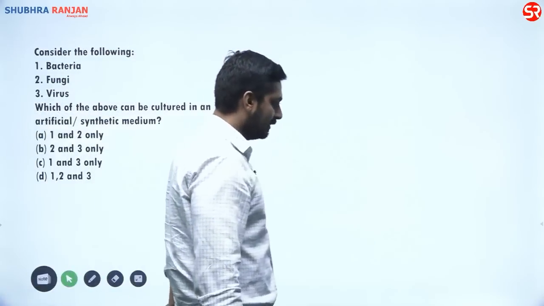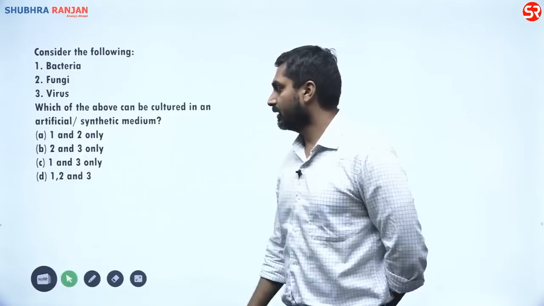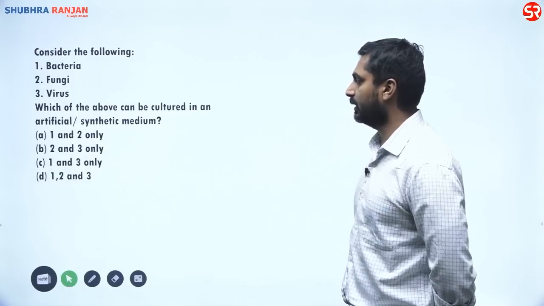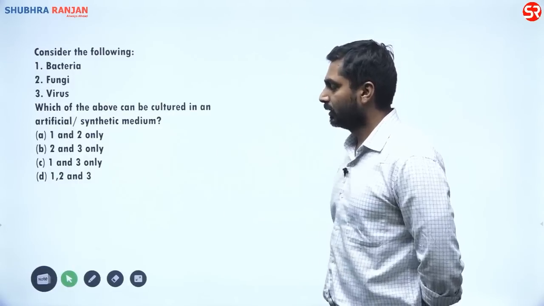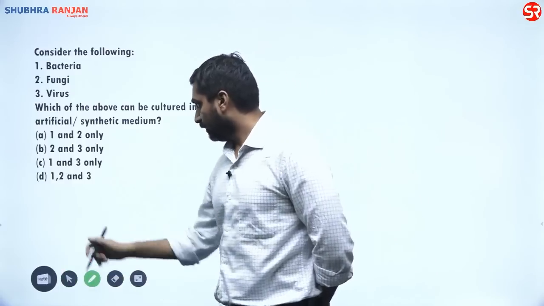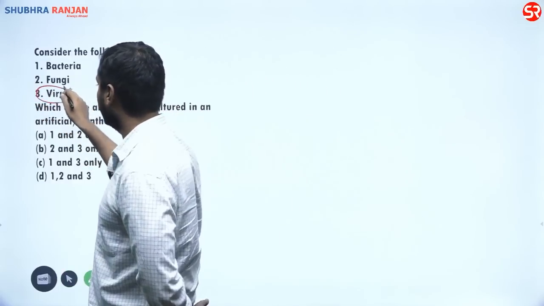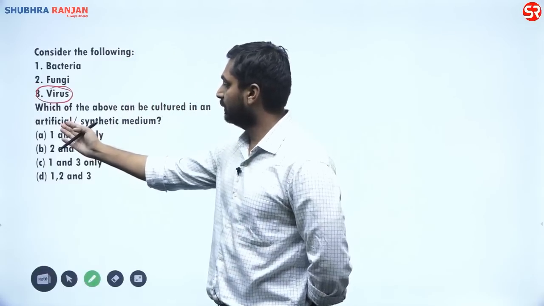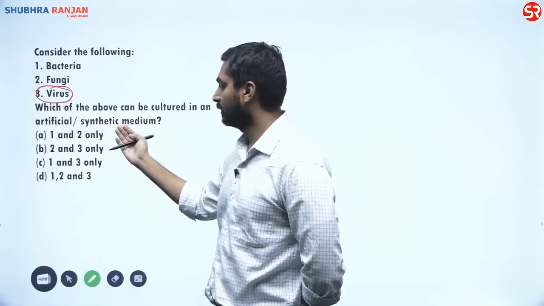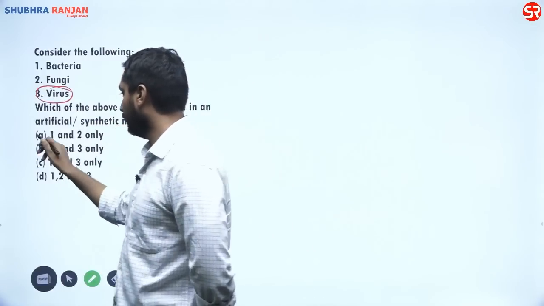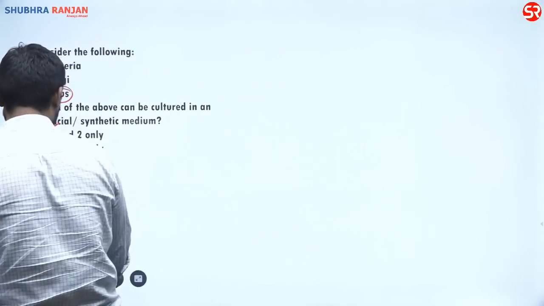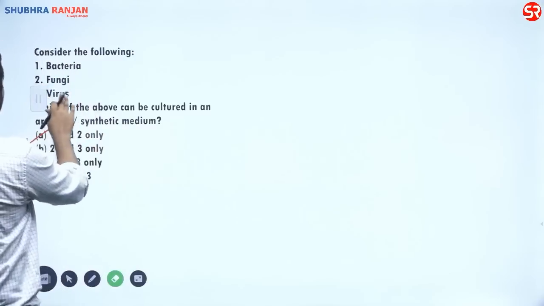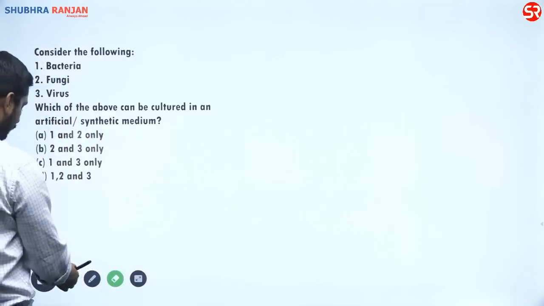Consider the following: bacteria, fungi and virus. Which of the above can be cultured in an artificial or synthetic medium? As you know, a virus needs a living organism to replicate, so it cannot be replicated in an artificial or synthetic medium. So the correct answer would be 1 and 2. Moving on to the next question.